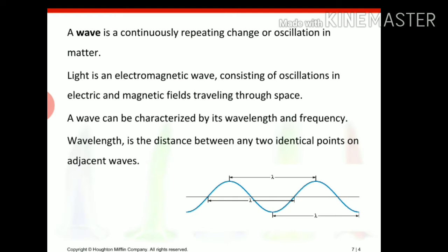The waves are oscillations in matter. Light is an electromagnetic wave consisting of oscillations in electric and magnetic fields traveling through space. Each wave is characterized by wavelength and frequency. Wavelength is the distance between two adjacent crests or troughs, as shown in the figure.